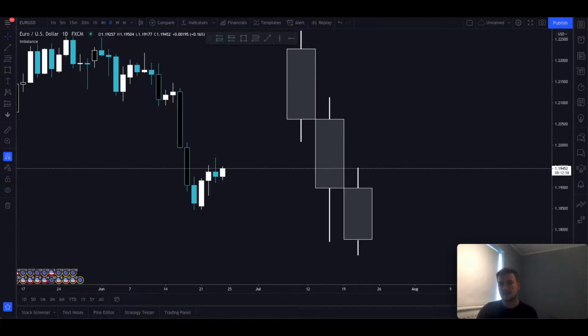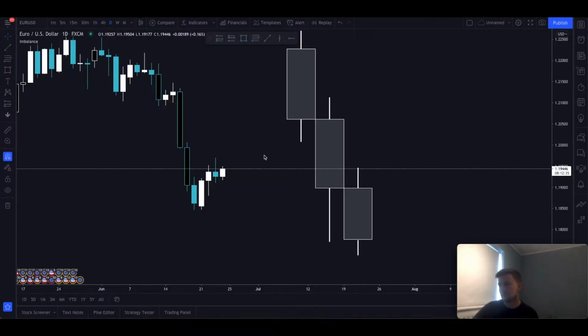Now, imbalance is the idea that when price pushes strongly in a certain direction, it leaves a bunch of orders behind where stops need to be hunted. So price will generally return to that area where it pushed strongly, and then go further in the direction that it was supposed to go.